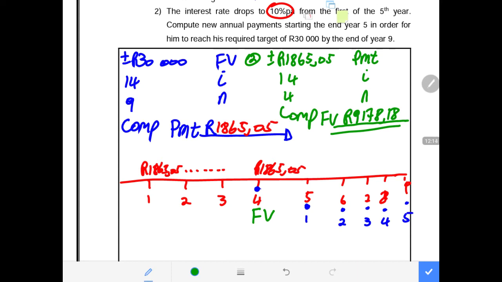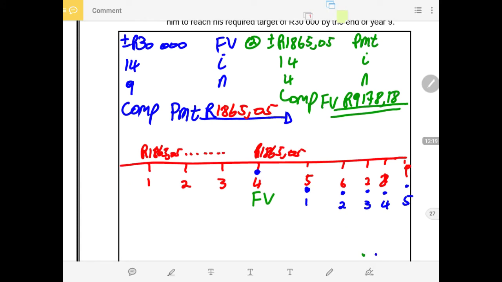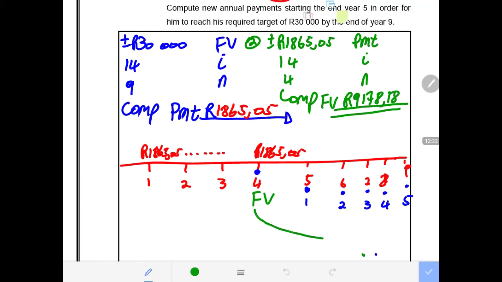Then we have the future value. Remember, this future value is at the end of year 4. So now this amount will earn interest up until the end of year 9. So now we need to say this future value becomes the present value, so that it accumulates interest without any deposits now. Accumulate interest for year 5, year 6, year 7, year 8, and year 9, which is 1, 2, 3, 4, 5. So this amount will accumulate interest for the next 5 years.